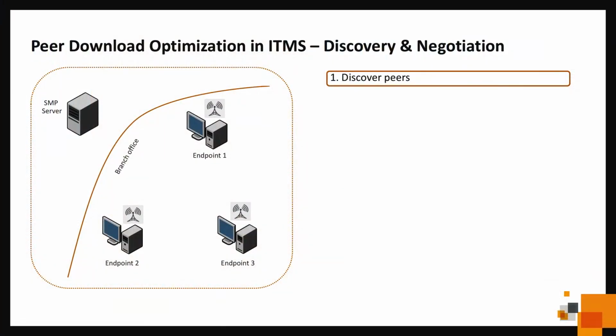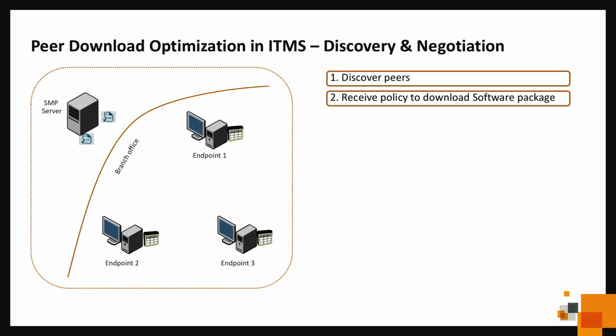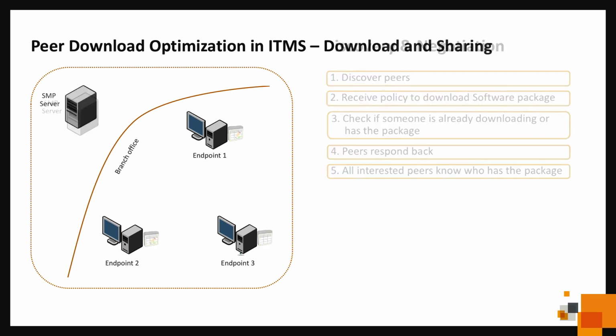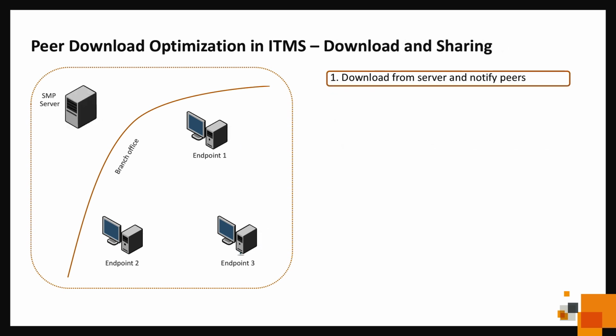So the machines will basically discover the peers. They'll get the policy from the SMP. And then it starts questioning the rest of the peers. Does anybody have this package locally? The machines reply, no, I don't, or yes, I do. And if you do, then I'm going to attach to you and get the files. There you go. The next time, there you go.